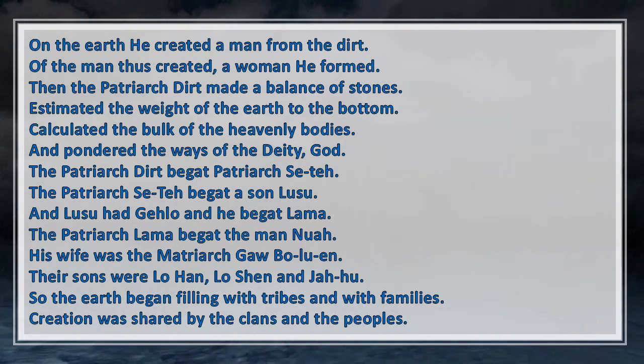The patriarch Dirt begat patriarch Sete. The patriarch Sete begot a son, Lusu. And Lusu had Gehlo, and he begot Lamah. And the patriarch Lamah begot the man Nuah. His wife was the matriarch Ga-Bolin. Their sons were Lohan, Loshen, and Jahu. So the earth began filling with tribes and with families. Creation was shared by the clans and the peoples.